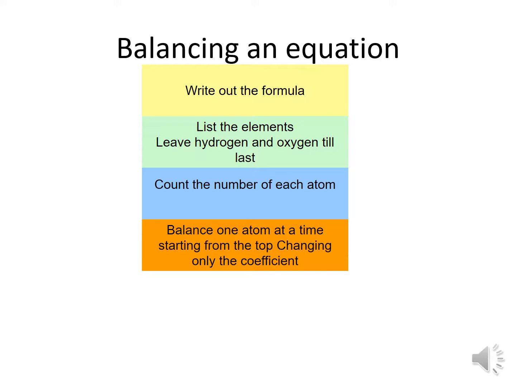We count the number of each atom, and we balance one atom at a time, starting from the top, changing only the coefficients. And when we get to the bottom and we've balanced all the atoms, we have a balanced equation. A balanced equation should always have the simplest ratio of coefficients. If you get to the end and you find that your coefficients are all divisible by 2, go ahead and simplify.